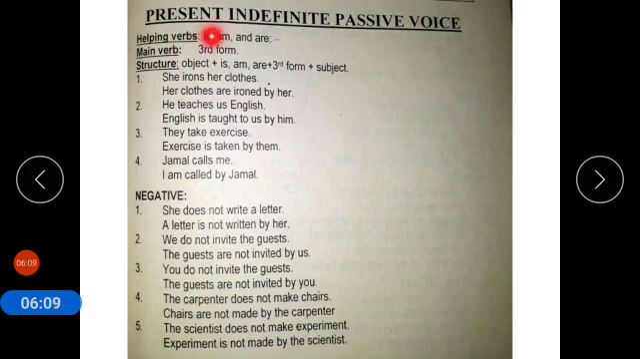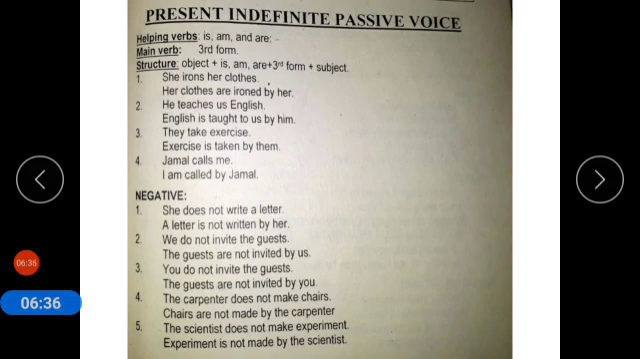Now coming to present indefinite of passive voice. How to make passive voice of present indefinite tense? So the helping verbs are is, am, are. Then we will use the third form of verb, and the structure would be: the subject will take the position of object, and the object will take the position of subject.